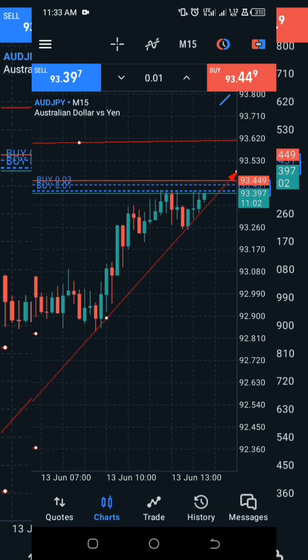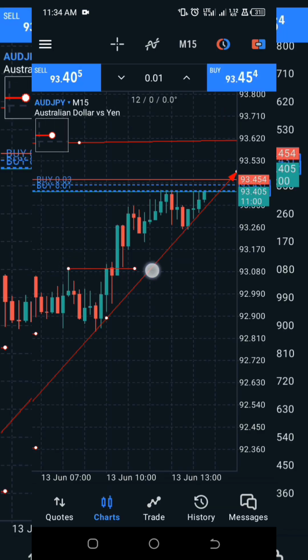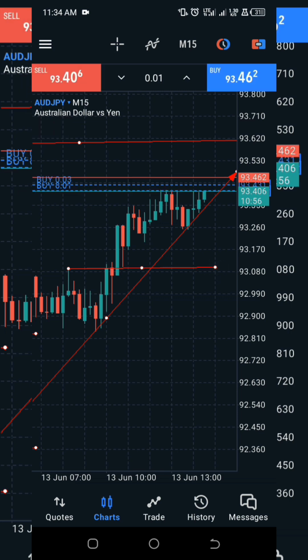You waited at the tip here to see what will happen. This is the quickest way to make money with your phone.